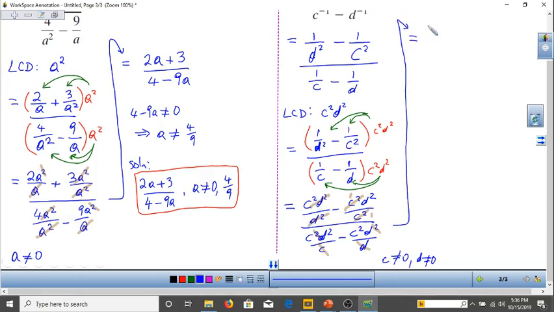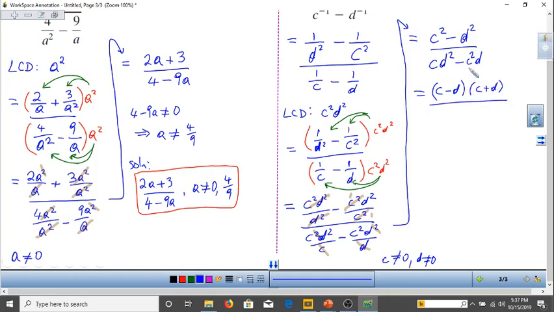We have c squared minus d squared over c d squared minus c squared d. And we still remember that c is not allowed to be 0 and d is not allowed to be 0. We recognize that this can be factored, so we're going to do a little factoring just in case we can do a little bit more simplifying. That's the difference of squares. So we have c minus d times c plus d. That's what the numerator factors to be.